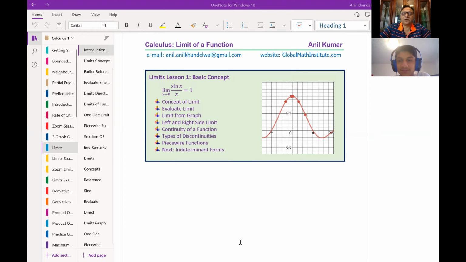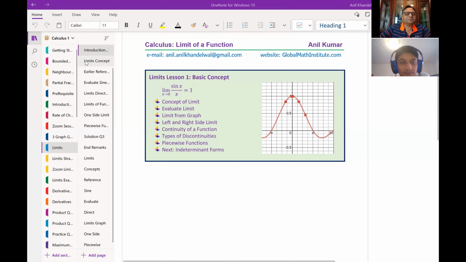Otherwise, this particular limit which we are going to begin with, which says the limit as x approaches 0 of sine x over x is equal to 1, is not defined if x is in degrees. So remember that part. It is only defined if x is in radians. So we will check that part.